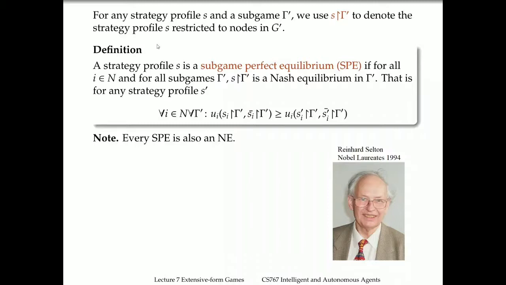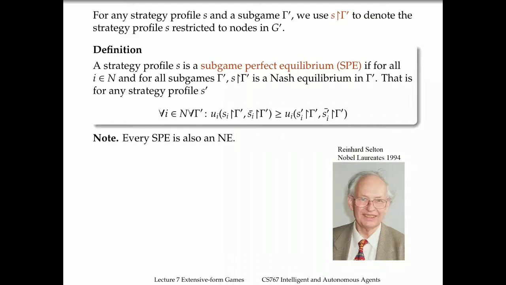And a strategy profile S is a subgame perfect equilibrium if for every player i and for every subgame, the restriction of the strategy to that subgame is a Nash equilibrium in that subgame. Right. So this is a much stronger notion than simply Nash equilibrium. Nash equilibrium says we are playing this game when everybody is playing their best responses at the root. But a subgame perfect equilibrium says that everybody is playing their best responses at every information set, or at every subgame. So that means the strategy profile will be a Nash equilibrium at every subgame.